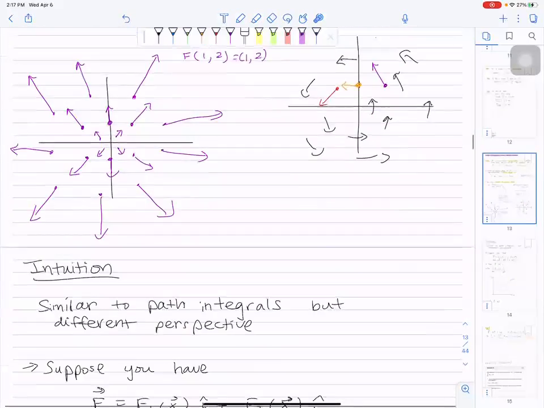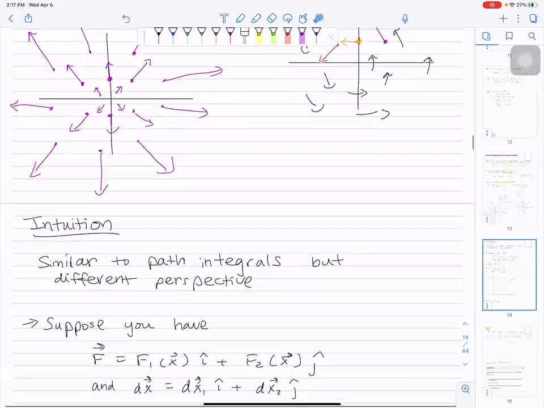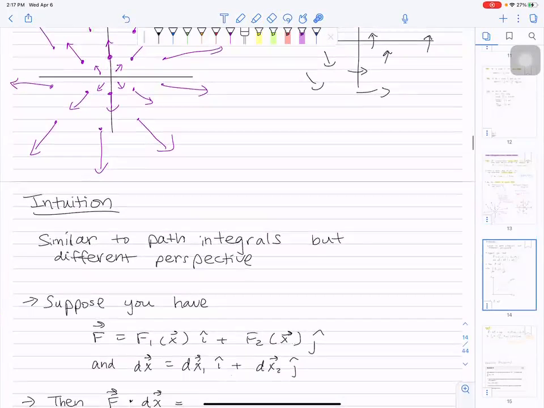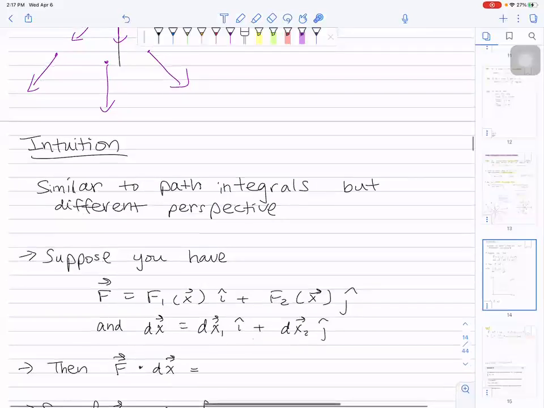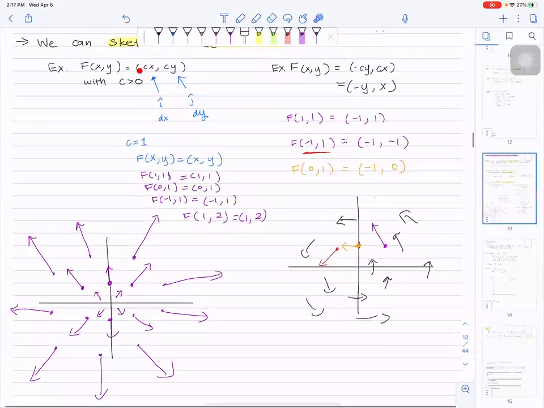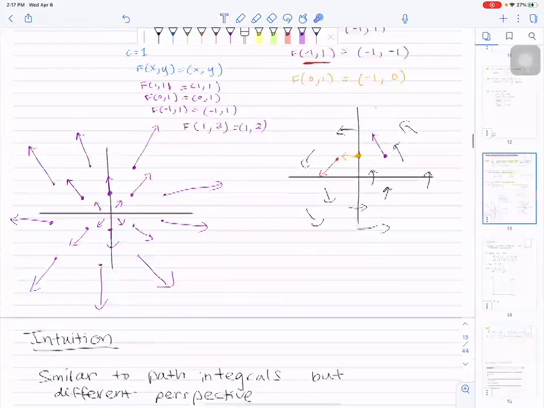So then let me give you guys some more intuition about what these integrals over vector fields look like. It's very similar to path integrals, which we just did, but with a different perspective. Now we're looking at things in a one form way. So suppose you have this vector field, capital F, some one form field, as we saw above. The first component is like your I hat. The second component is like your J hat component.